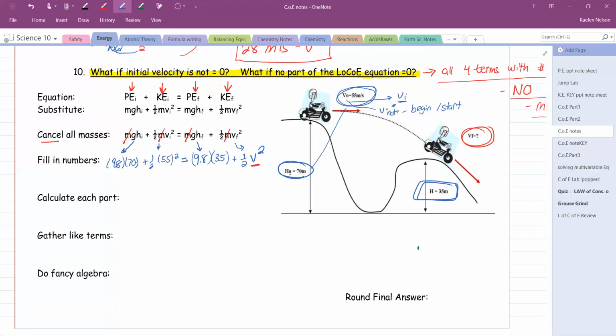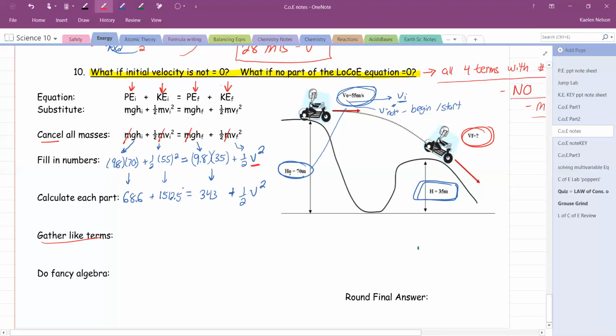My next step would be to fill in, using my calculator, all of my numbers separately. So this one here turns out to be 68.6, plus this term is 55 squared divided by 2, so 1512.5, equals this one is 343 plus 1/2 v squared. I'm just leaving that one alone. That's got my variable in it. I'm going to take care of it last.